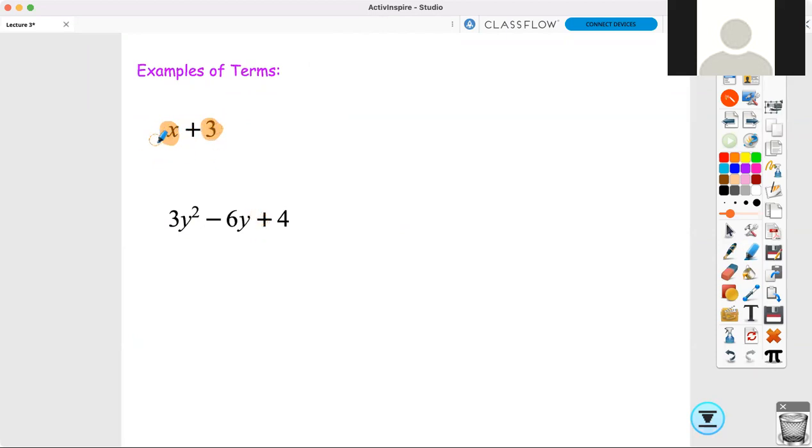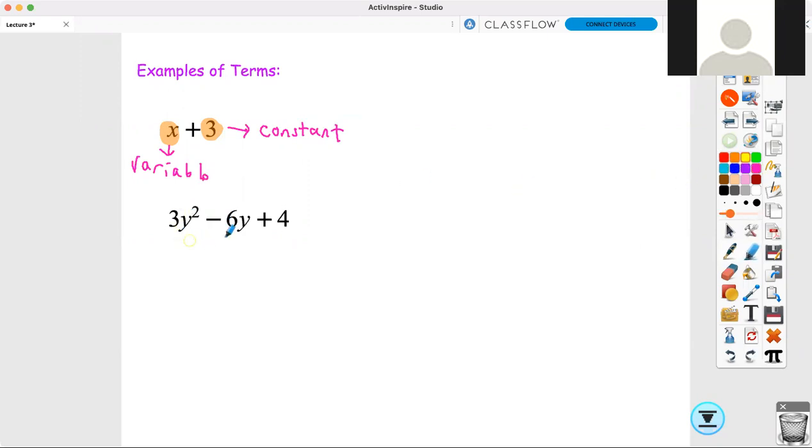Now, what kind of term is the x? Variable. It's a variable term. And what do we call the 3? Coefficient. Now, it starts with a C, but it's not coefficient. Constant term. A constant term. Good.